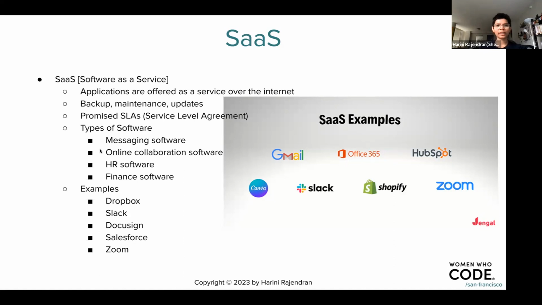Some of the common types of SaaS services are messaging software like Slack, Facebook Messenger, Microsoft Lync, and all of that, and online collaboration software like Canva, Google Docs, Google Spreadsheet, and all of that. I also think that there are a few human resource, HR related software that are also available as a service in the cloud.